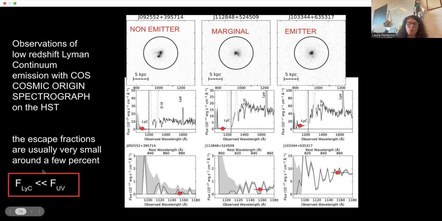And so you see always that the Lyman continuum flux is much, much fainter than the UV continuum. So for example, for the non-emitter, we can say that this galaxy probably has an escape fraction less than, say, 0.5% or something like that. So you can set a limit on this.